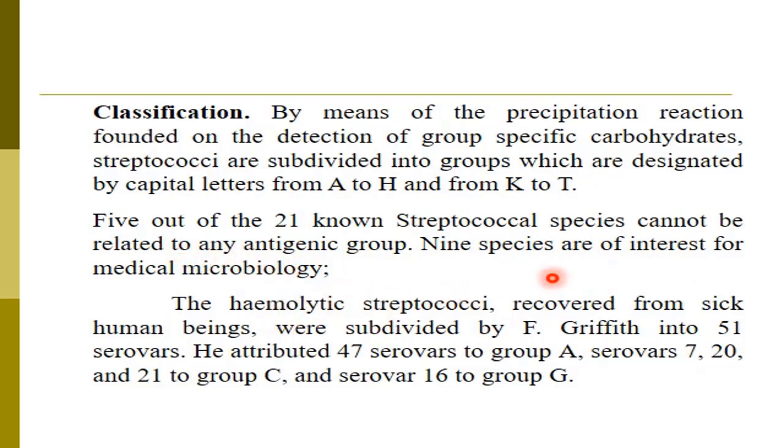The hemolytic streptococci from sick human beings were subdivided by Griffith into 51 serovars. He attributed 47 serovars to group A, serovars 7, 20 and 21 to group C, and serovar 16 to group G. All of these are recovered from sick human beings and were subdivided by Griffith.